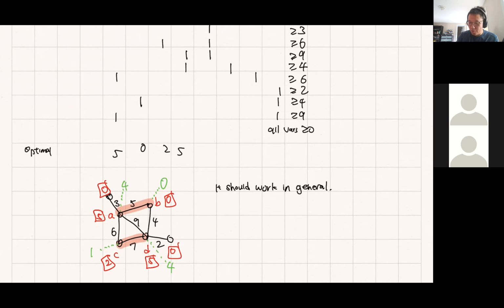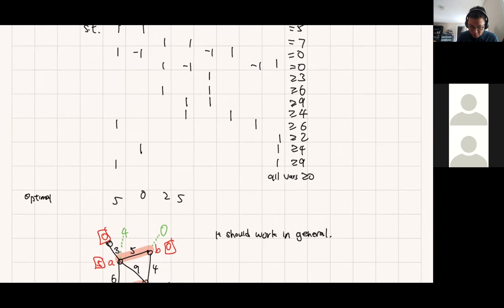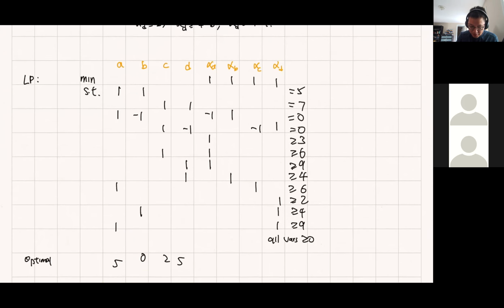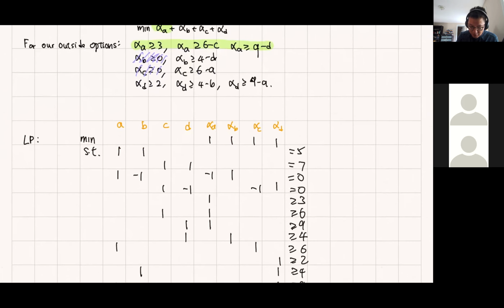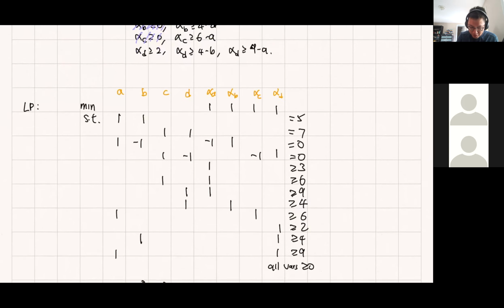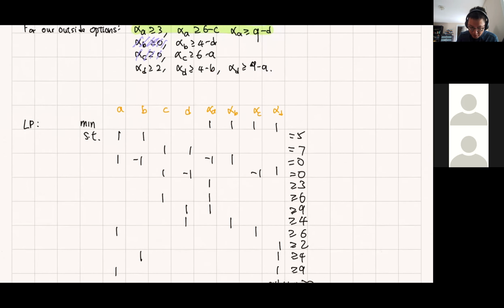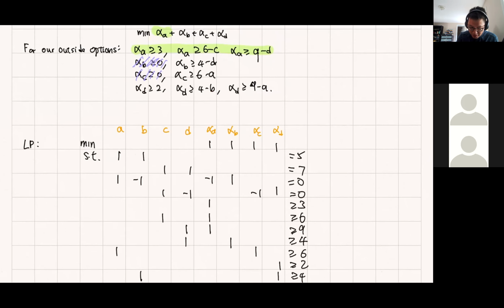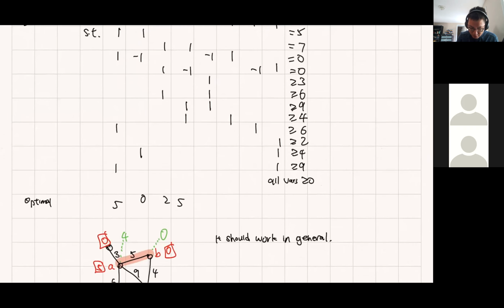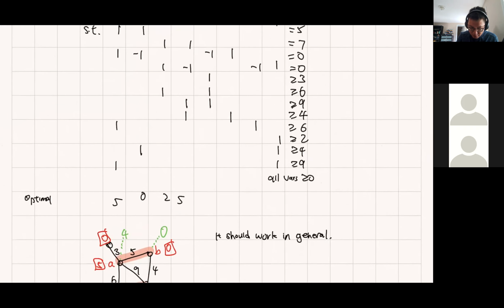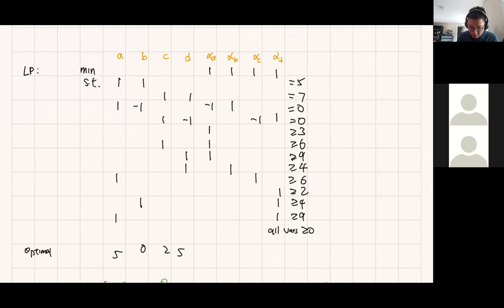A few things could have gone wrong somewhere in there, but I can find what is wrong with it right now. Actually, maybe I can find something wrong with it right now. Alpha A is at least 3. Alpha A is at least 6 minus C. And alpha A is at least 9 minus D. 3, 6, 9.